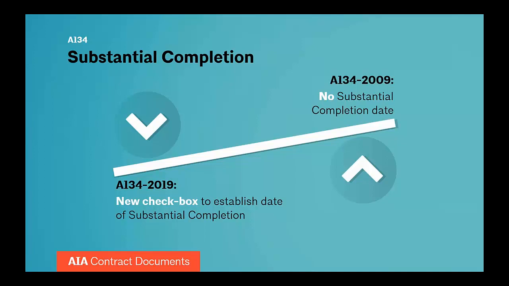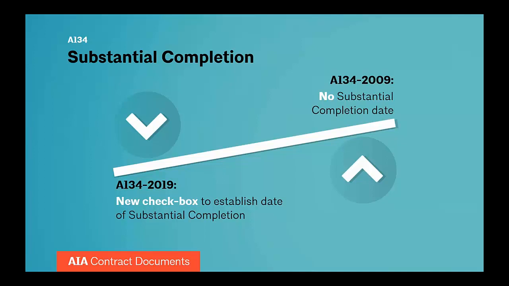So based upon discussions in the documents committee and then liaison feedback, we concluded the document would benefit from providing the parties with the opportunity to either establish a date or time period for substantial completion in the agreement, or to establish a substantial completion date when the CM submits the control estimate to the owner, which is going to be later in the process.